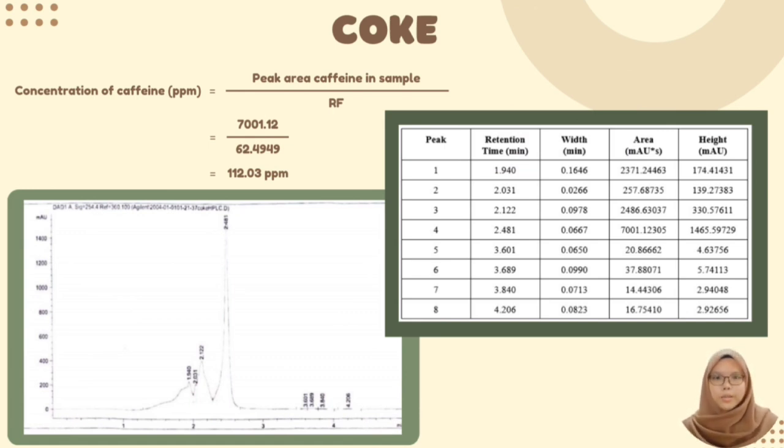First, let's take a look at Coke. To calculate the concentration of caffeine in Coke, we should divide the peak area of caffeine in Coke by the RF we got from earlier. Based on the chromatogram, we can see that the caffeine peak in Coke is the tallest peak, which is the fourth peak. Based on this, we know that the peak area of caffeine in Coke is 7001.12. Divide it by the RF we got from earlier, which is 62.4949, we will get the concentration of caffeine in Coke, which is 112.03 ppm.